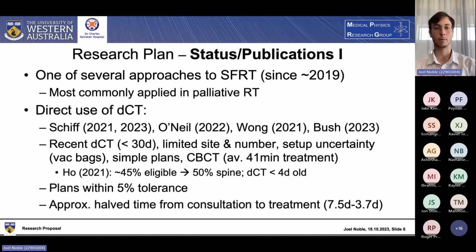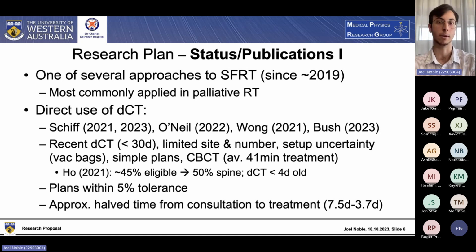So what is the status of this research? Well, I'm talking about one of several approaches to SFRT, which is itself quite a recent initiative, since only around 2019 has it really been gaining traction. And it's most commonly seeing application in palliative radiation therapy, which I believe is likely related to the fact that in palliative radiation therapy, you are working with broader dose constraints, just given the circumstances of the patient where late tissue reactions are not as prevalent.